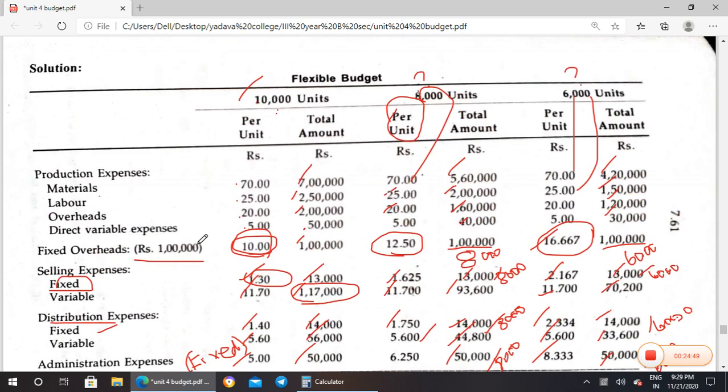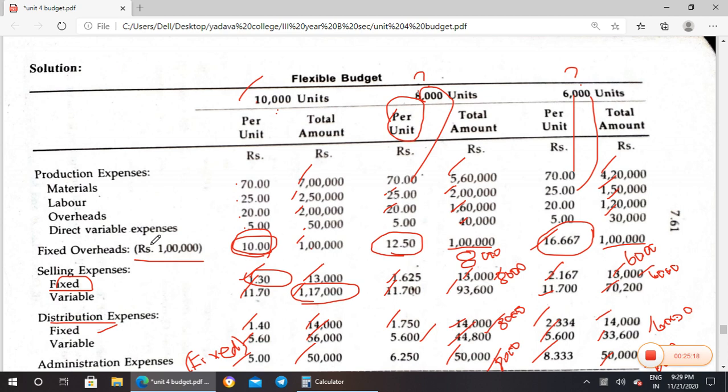So how to calculate this? If they are given in a percentage or in units, just take the given amount into what we have to find, divided by given. So that is the procedure for a flexible budget, either in percentage or unit-wise. Whatever it may be, that should be followed: given amount into what we have to find, divided by given units or percentage.